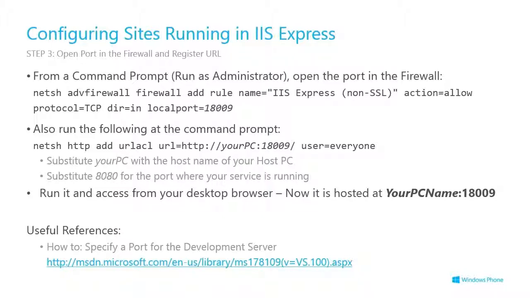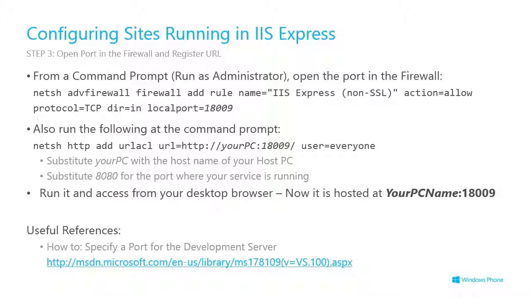This is a kind of reservation that allows you to use that port number for remote requests. So you need to do that second command there, the netsh http add urlacl. And again, instead of your PC, put the real name of your PC and then whatever port number.